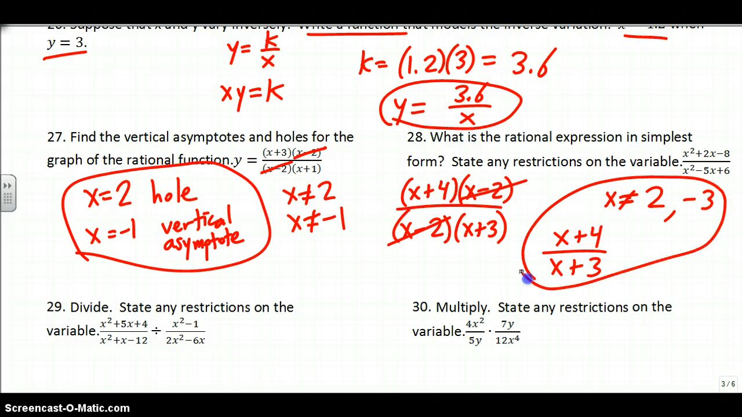And hopefully you remember, you can't just cancel these x's, right? They don't just go away. They're still there. X plus 4 is a different number than x plus 3, so you can't cancel.